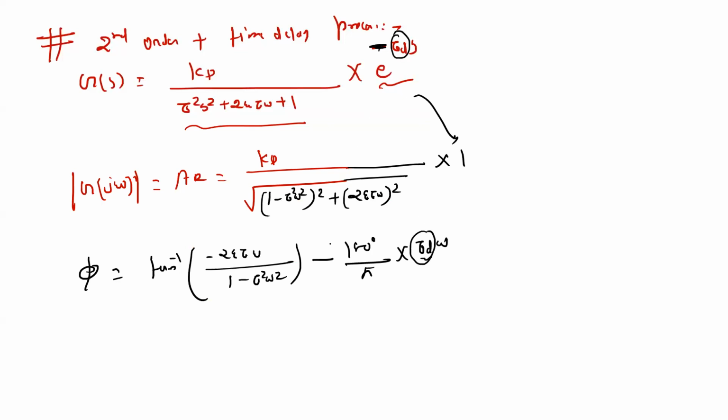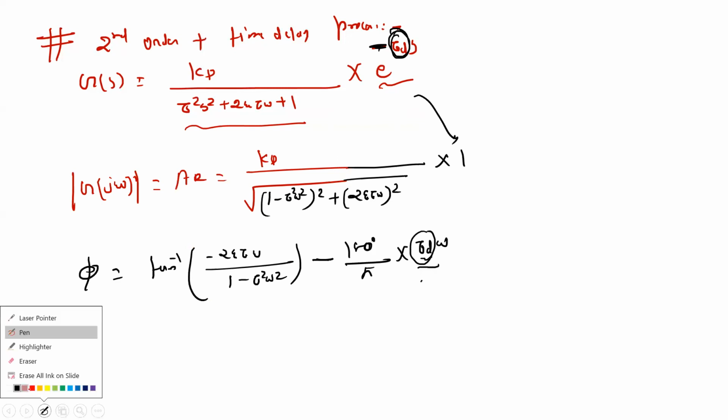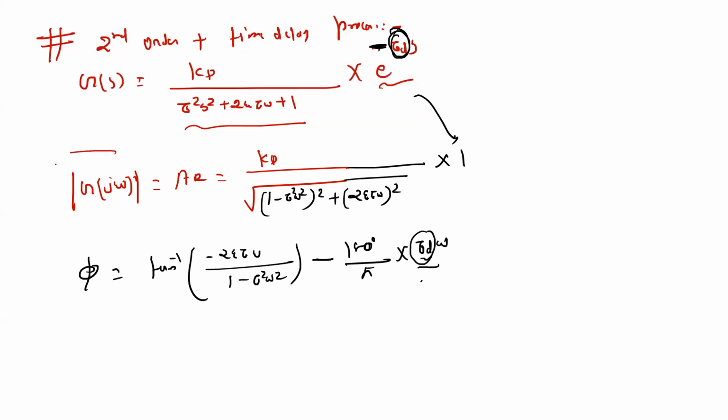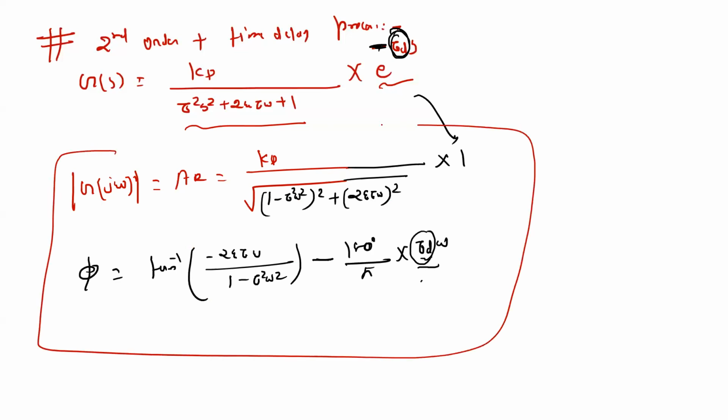Already there is a negative sign here, so this negative sign takes care of it. Only the magnitude: let's say 4 is here, you just substitute 4; 5 is here, substitute 5. So this is the second order plus time delay process, and all these are the amplitude ratio and the phase angle of this particular process.